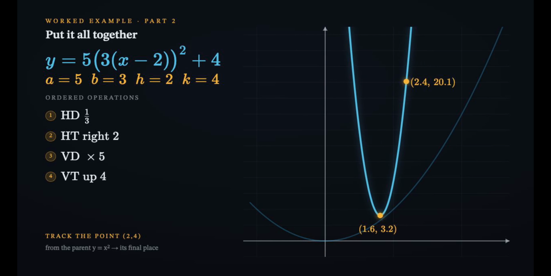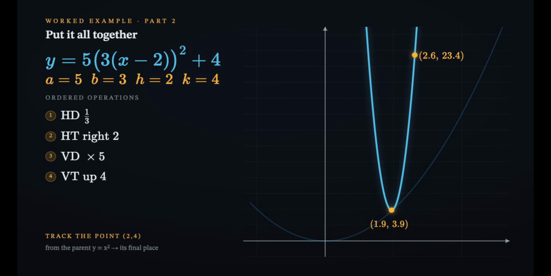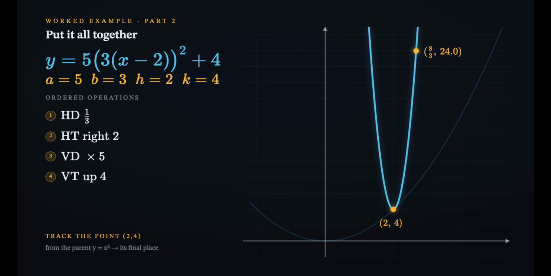The point (2, 4) on the parent gets pulled in by the HD to (2/3, 4), shifted right 2 to (8/3, 4), stretched by 5 to (8/3, 20), then lifted up 4 to (8/3, 24). The point (-2, 4) moves the same way on the other side.